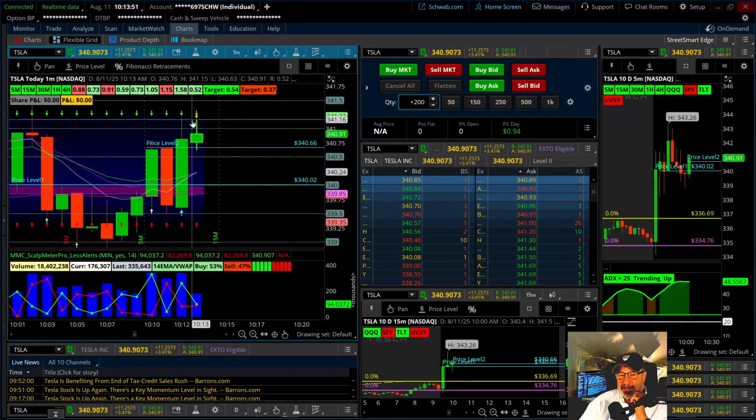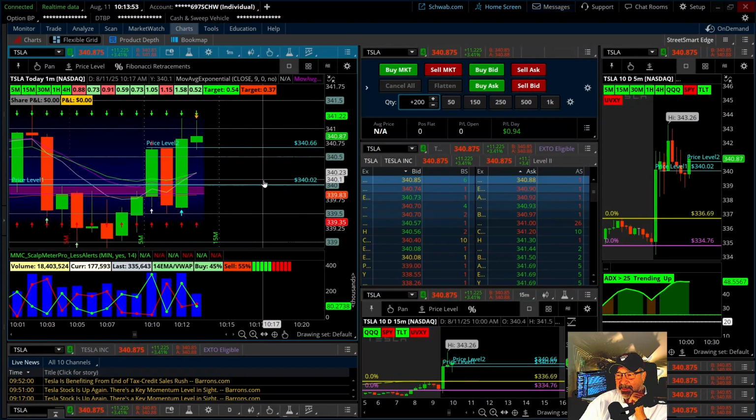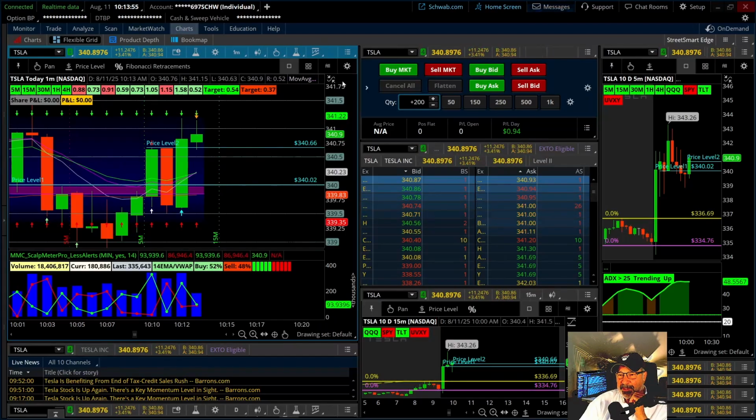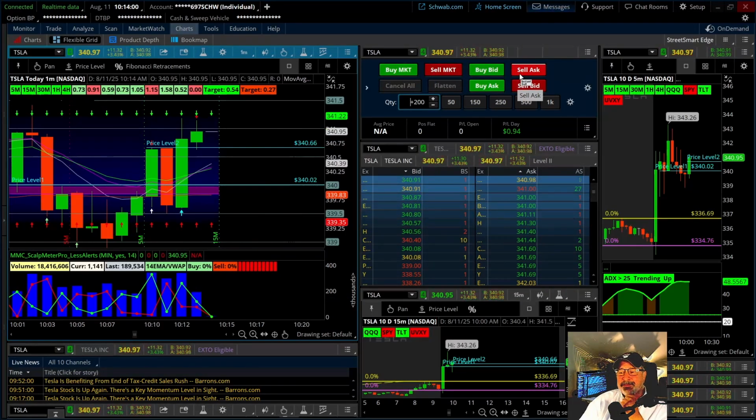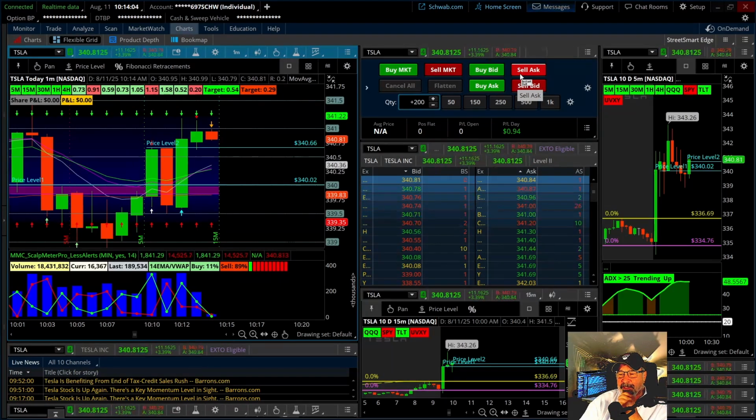Let's try it again. So that, again, is the momentum indicator telling you that it's pushed beyond the range that it had been holding. And I'm looking to short it just because I'm looking for a retracement. There I would have got it. Well, 8 cents. Yeah, that's not much of a retracement. Man.